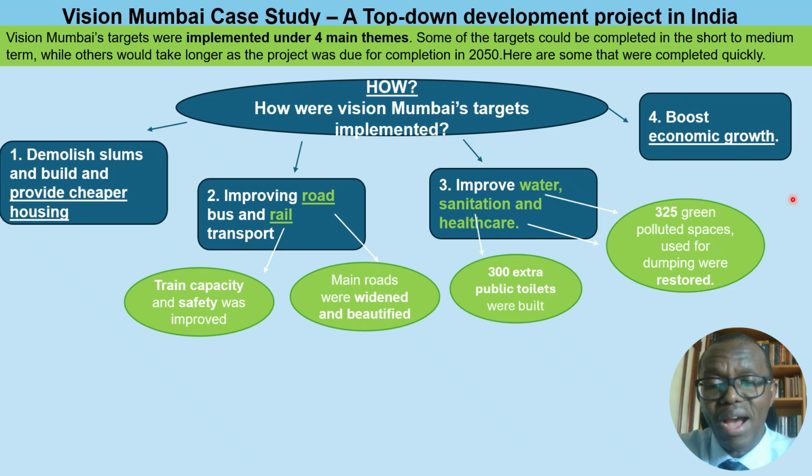Because if you have fewer cars idling on the roads for longer, then it means that your air quality is likely to improve. Then we have 300 extra public toilets being built. So that now solves a problem, not necessarily completely, but reduces a problem of sanitation and water pollution, because now people can use proper toilets which are connected to the sewage system, and therefore the waste disposal is a lot more sanitary and hygienic.